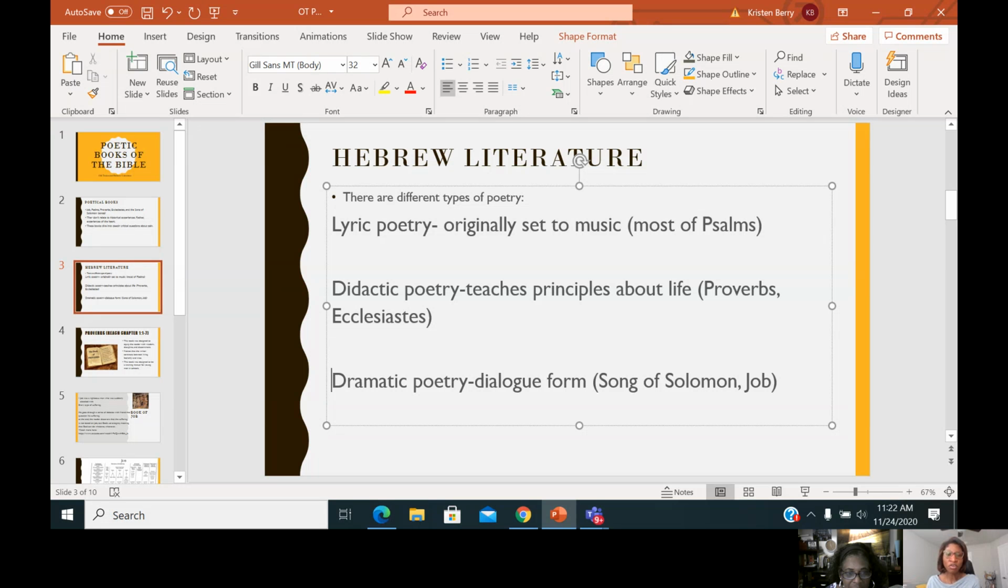And dramatic poetry is dialogue. You're going to see that dialogue in the book of Job as well as the Song of Solomon. So let's keep talking. So remember that: there's lyric poetry, there's didactic poetry, and dramatic poetry.